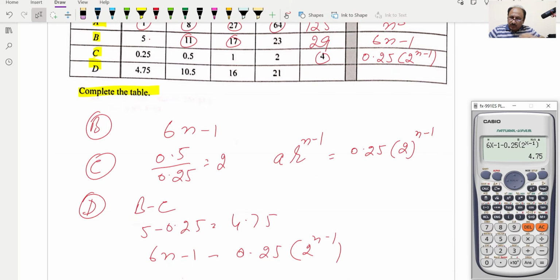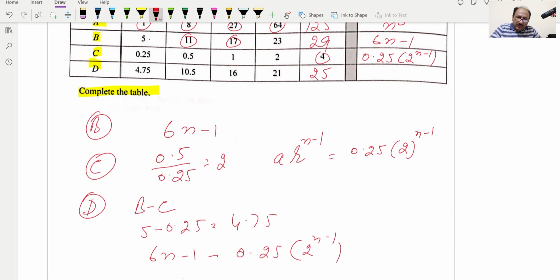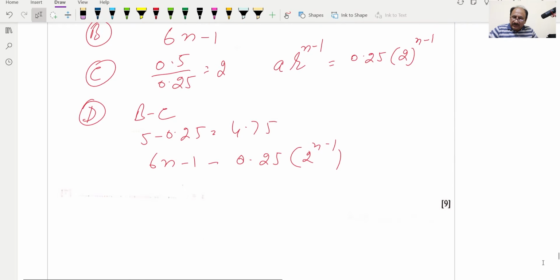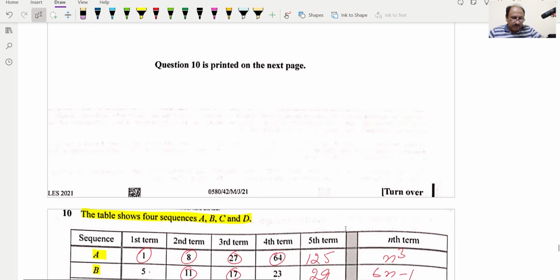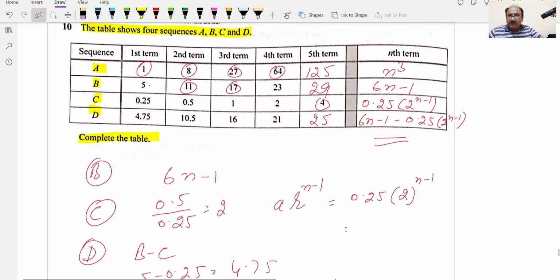For 4 it should be 21. Calculate for 4, it is 21. Now for 5, calculate for 5, and this is equal to 25. So this will be 25, and we double checked and confirmed that the formula is also working. So we can write over here, this is the formula. So we are done with this 9 marks question. This was a very nice, interesting question, and we are done with it.